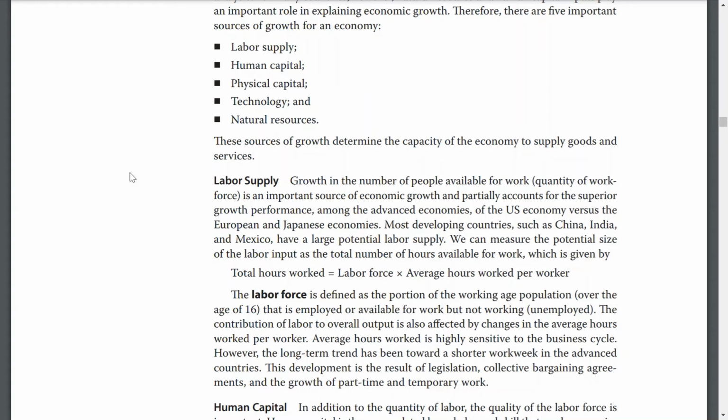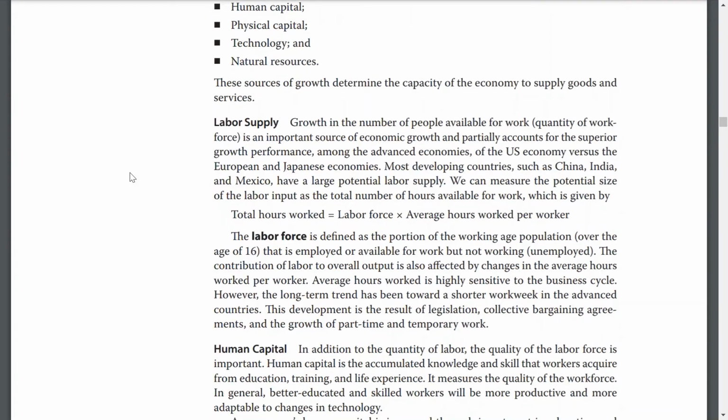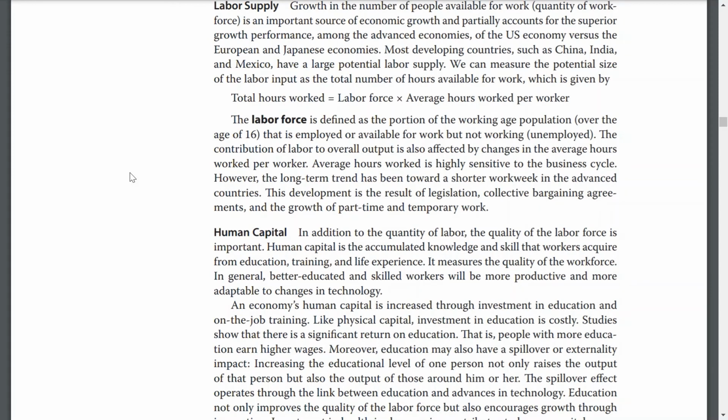We can measure the potential size of the labor input and the total number of hours available for work with the function below. It's quite intuitive. The labor force is defined as the portion of the working age population over the age of 16 that is employed, or available for work but not working, that is, unemployed.